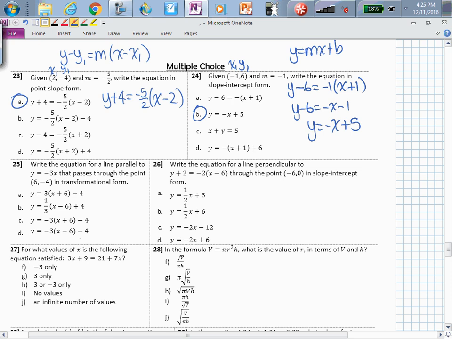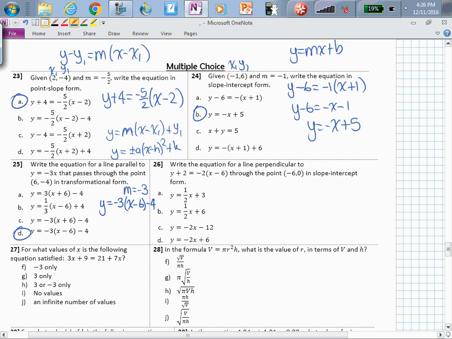Write the equation for the line parallel to y equals -3x that passes through this point. So parallel to this would tell me that m is -3. Point-slope form is y equals m times x minus x1 plus y1. So notice they're the same, so we should just put our stuff in there. This becomes y equals -3, it's parallel, so it's the same slope, times x minus 6, minus 4. So -3 times x minus 6 minus 4, so d.